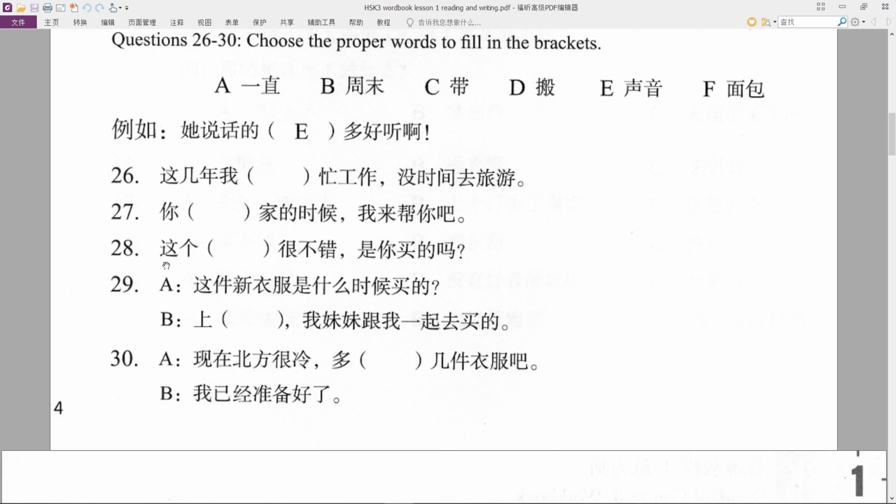28, 这个 something 很不错。Very good. 不错 means not bad. It means good. So 很不错, very good. 是你买的吗? This sentence is a little bit tricky. So, 是 something 的. Is it 你买的? So, you bought. Is this one you bought? So, to emphasize here is 你买. So, means it's not somebody else bought it. So, you bought it. Is this one you bought? Okay. So, 这个, I think we can only choose 面包. The only thing we can buy here is 面包 bread. So this bread is very good. 是你买的吗? Is this bread you bought? Okay.